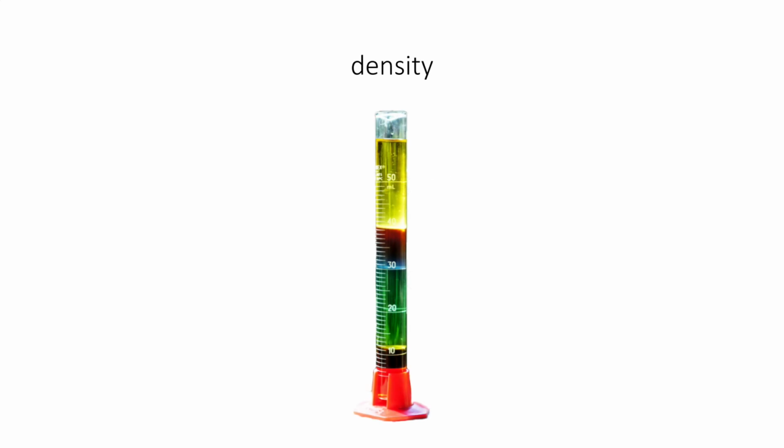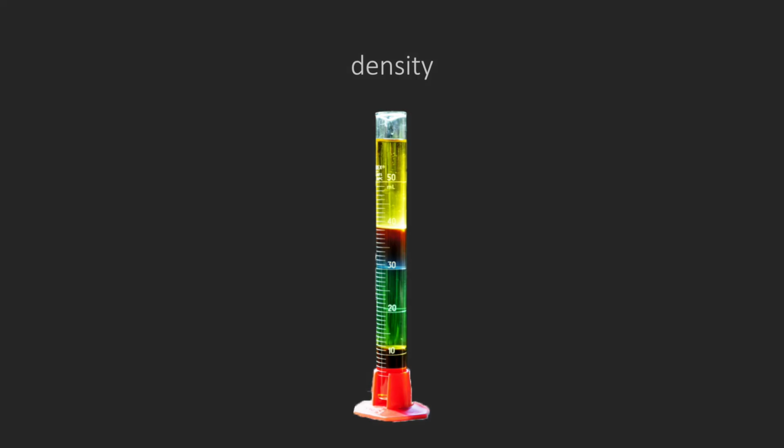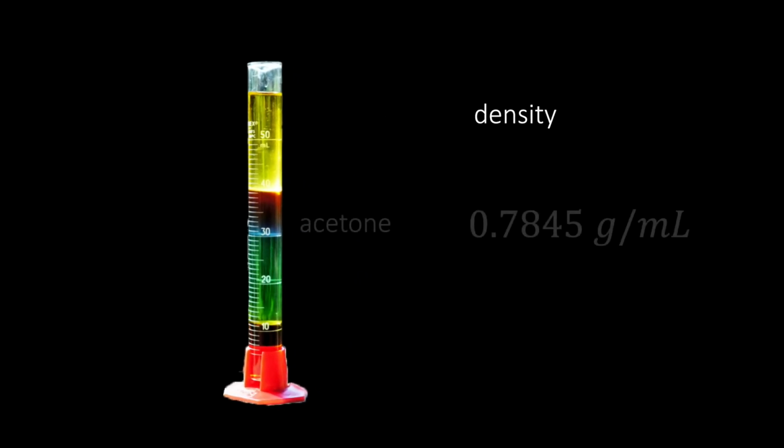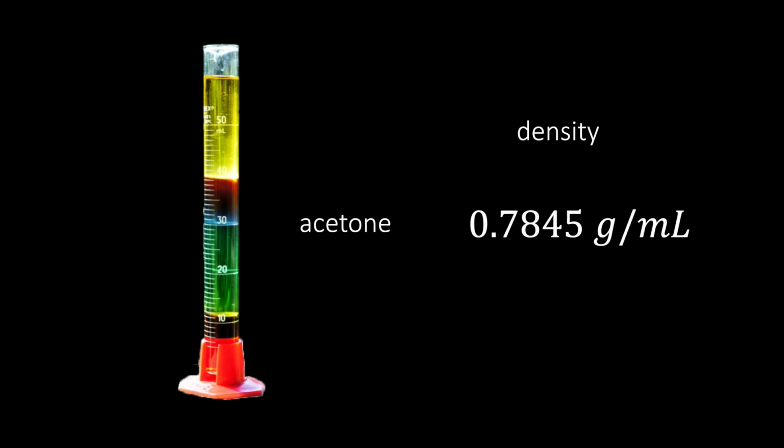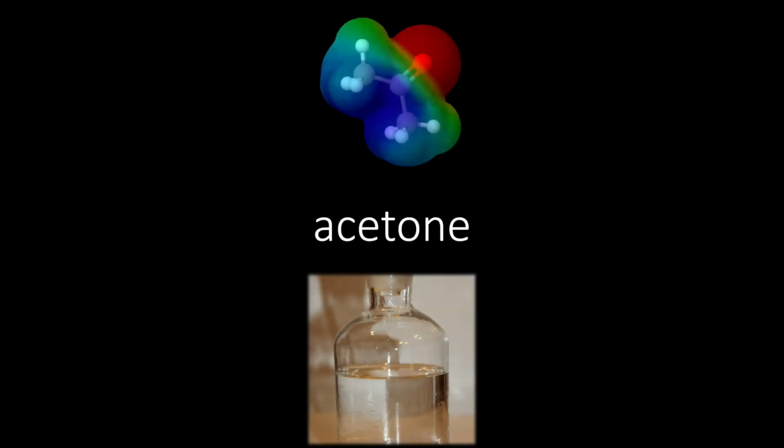The density of acetone is 0.7845 grams per milliliter. Compare that with water, which has a density of 1 gram per milliliter. Because the density of acetone is less, it will float on top of water. Hopefully this video has given you a better sense of the molecule acetone.